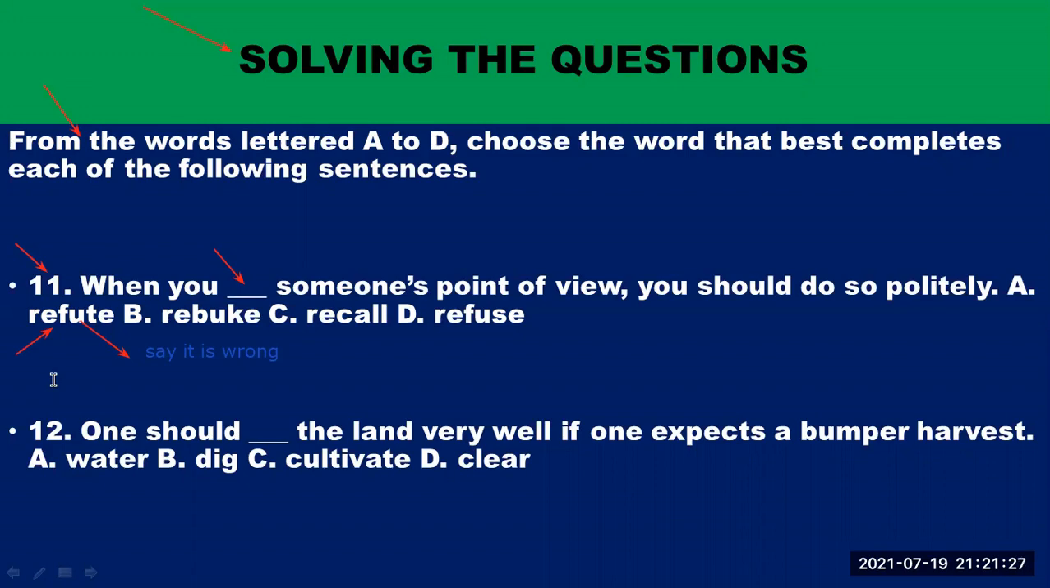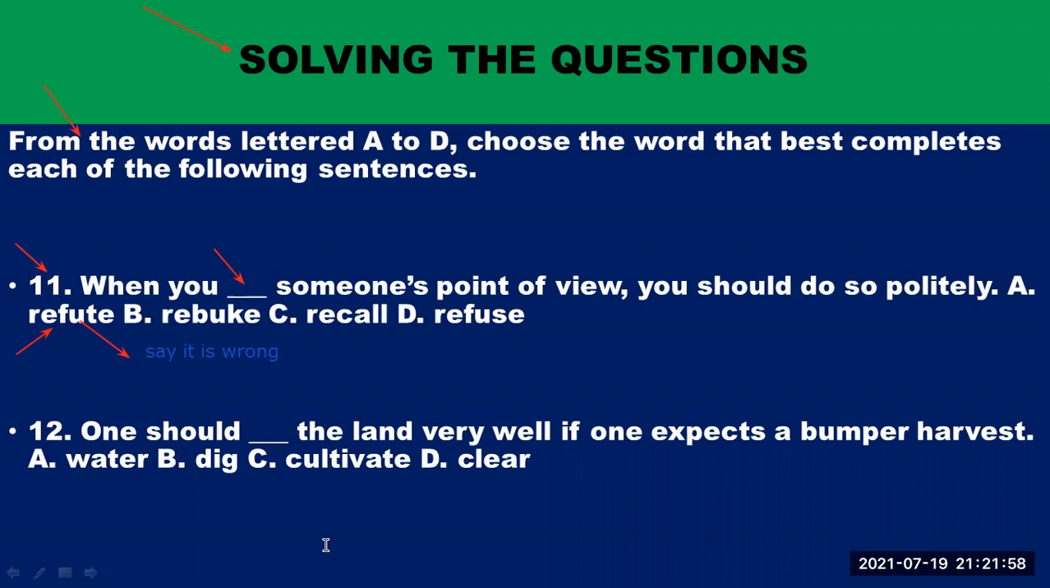So the appropriate word is refute. And when we fix it in this gap, it reads as follows. Let's test its grammaticality. When you refute someone's point of view, you should do so politely. That is, when you say that someone's opinion is wrong, you should do so politely. Okay, let's move on to question 12.